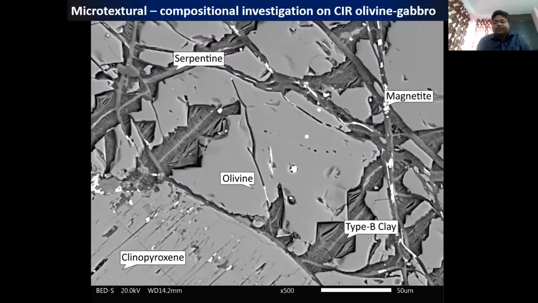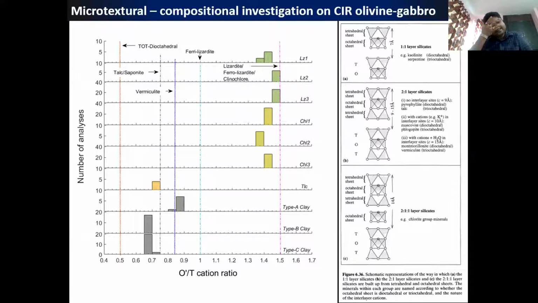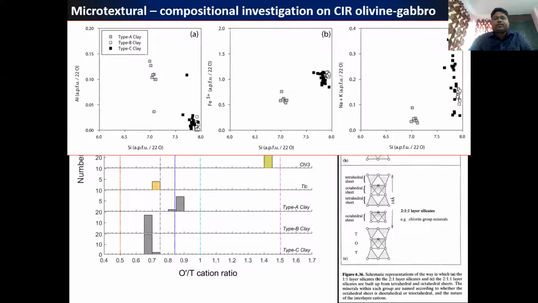So next we have these clay minerals, and clay minerals are confirmed using their EPMA study and TEM study. I have not shown you the TEM data. This is only using your EPMA data, and from the octahedral by tetrahedral cation ratio, we can differentiate serpentine, talc, all phyllosilicates, and all these things. And you see there are these three types of clay so far identified, but I'm not going into that much detail. And they contain a significant amount of aluminium, alkali minerals, and Fe3+.